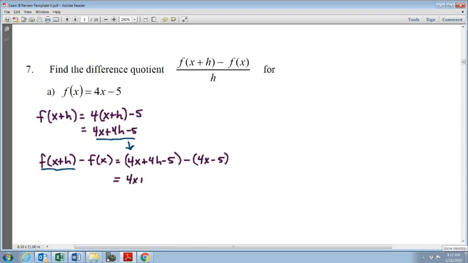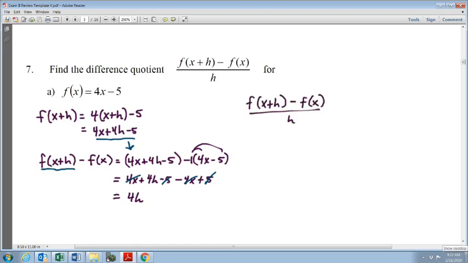And so let's go ahead and you can drop the parentheses on the trinomial there. And don't forget to distribute the negative here. And so you get minus 4x and a plus 5. And notice the 4x and the minus 4x cancel, the minus 5 and the positive 5. We get just 4h. So we're just about done here now. We can go ahead and write the difference quotient. We've already found the numerator. It's 4h. Over h, we're going to get 4.